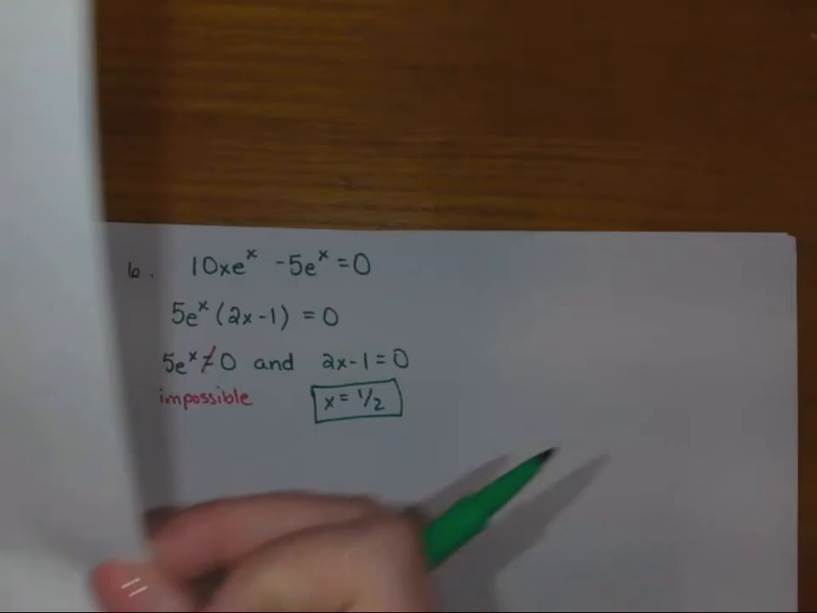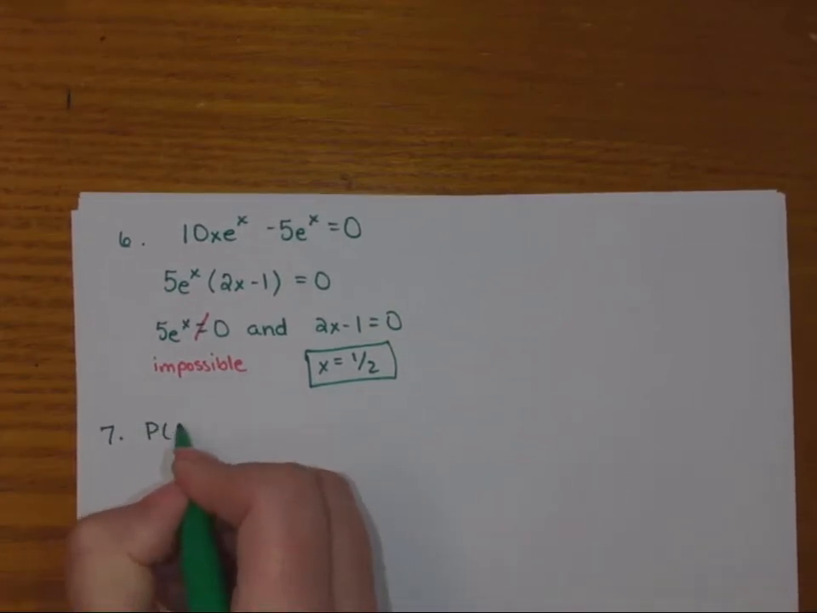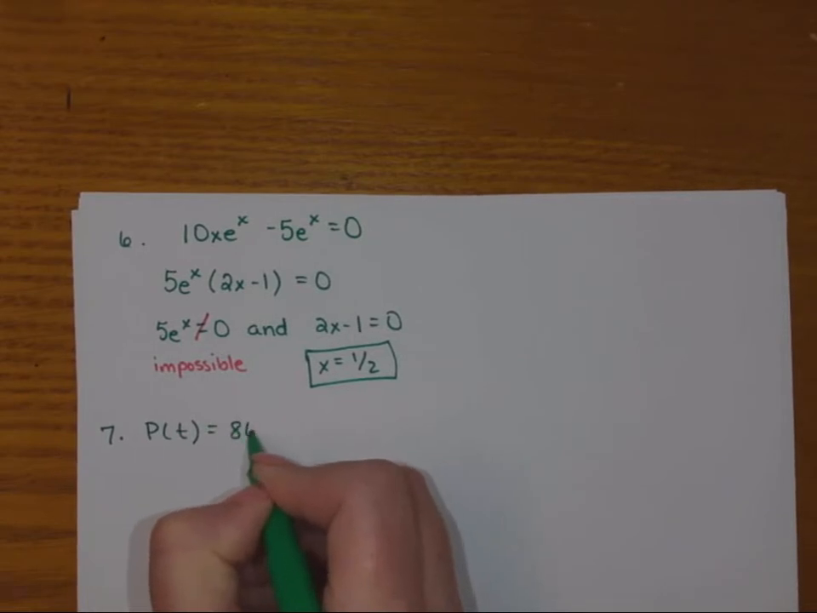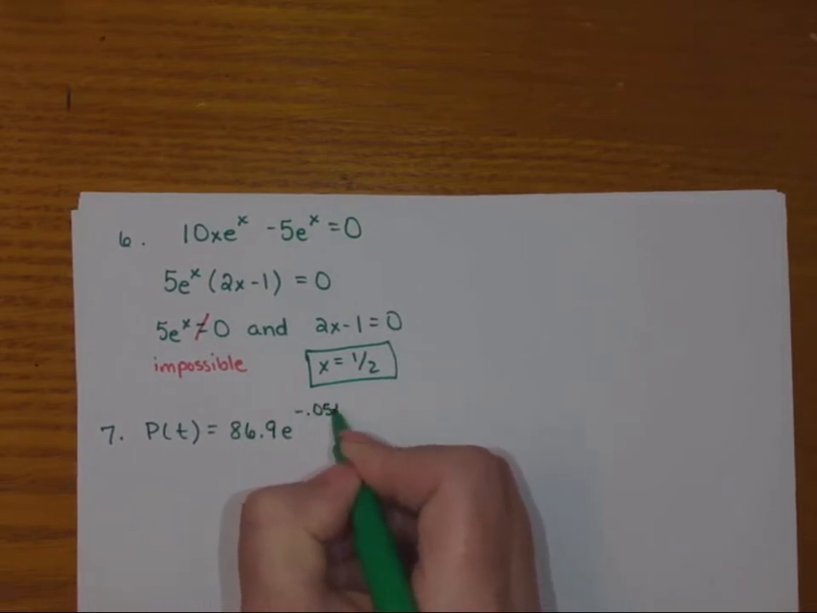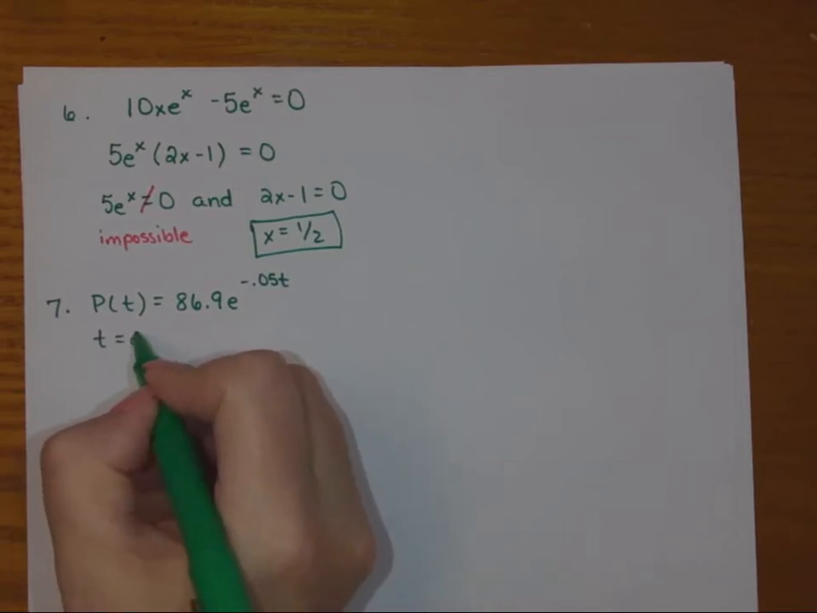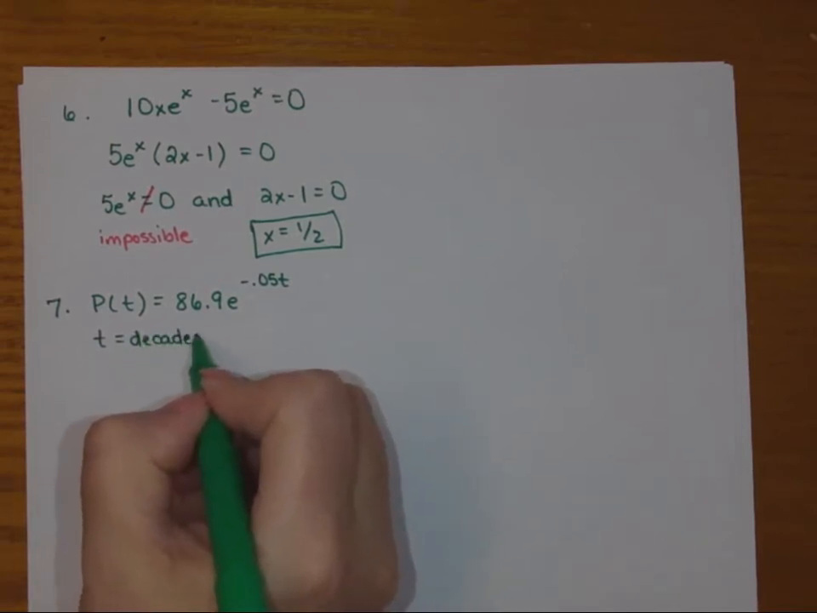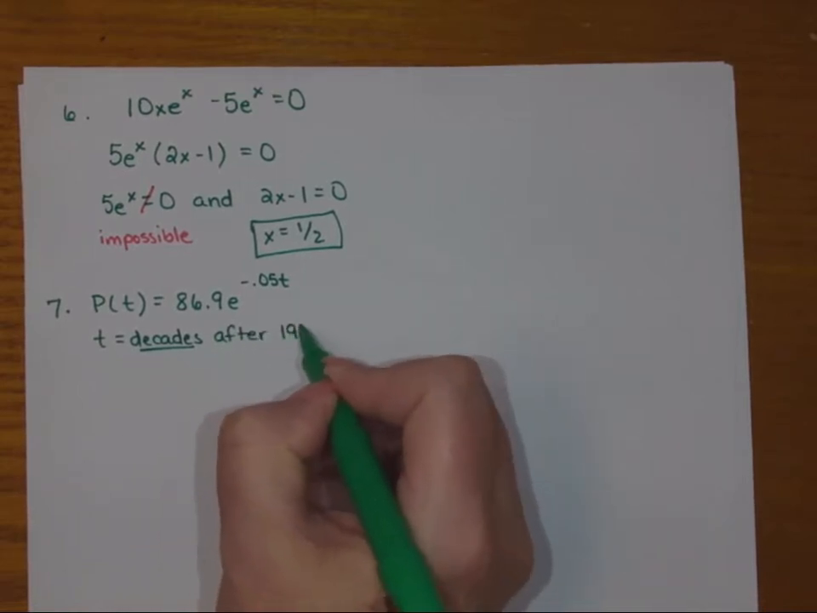Okay, so let's look at number 7. We have an equation for the percentage of married families. Notice that's an exponential function, because we have a variable in the exponent spot. So you honestly just need to read the problem and see what it's asking. Notice that T is in decades, and it's actually decades after 1970. That's just listed in the problem.